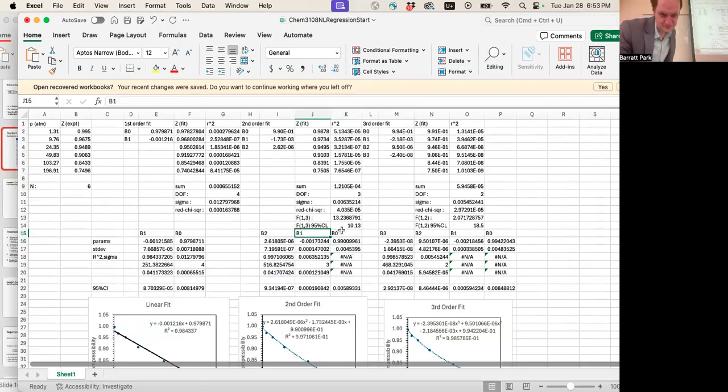Okay, the B1 coefficient that we get, so in this case, the uncertainty is going to be rounded to 2 times 10 to the minus 4. So it's going to be 0.0002. That means we want to round this number to the ten-thousandths place. So we're going to report this number as negative 0.0017. So this number is going to be negative 0.0017 plus or minus 0.0002.